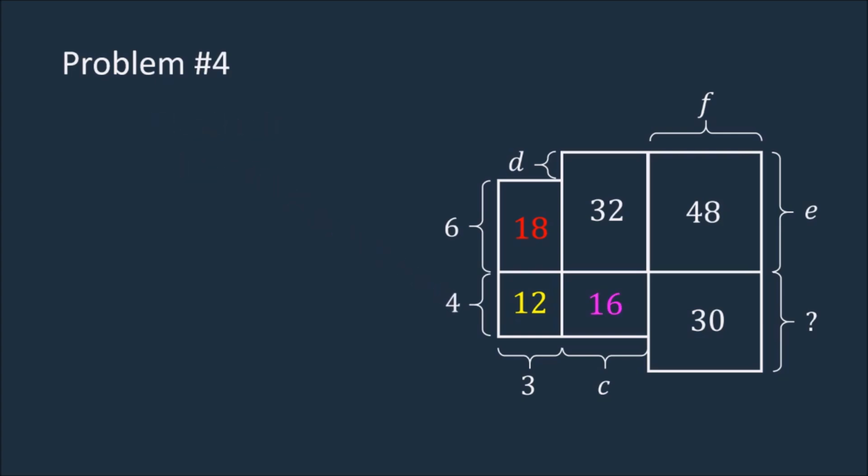Now let's consider this rectangle here with area 16. We know that the area of it is going to be its base times its height, so it's going to be 4 times C. Dividing both sides by 4, we get that C equals 4.